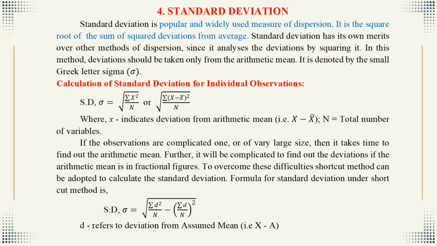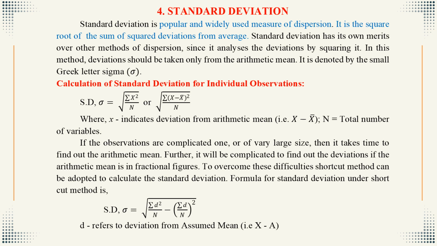Next one is standard deviation. Standard deviation is the popular and widely used measure of dispersion. It is the square root of the sum of squared deviations from average. Standard deviation has its own merits over other methods of dispersion, since it analyzes the deviations by squaring it. In this method, deviation should be taken only from the arithmetic mean. It is denoted by the small Greek letter sigma.